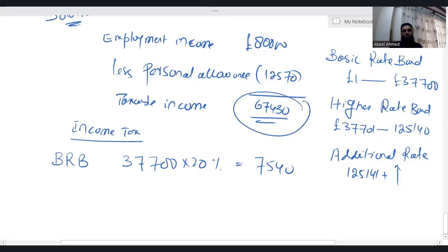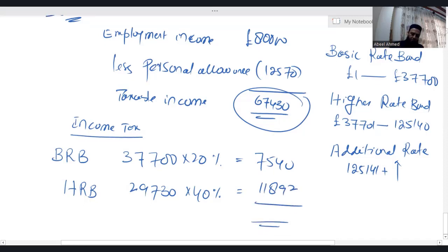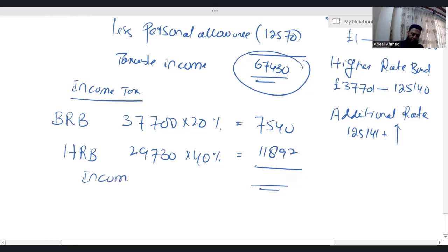So the taxable income is 67,430. Out of the 67,430, you have already taxed 37,700. So from 67,430, if I deduct 37,700, I'm getting 29,730. Logically, 29,730 actually falls in the higher rate band, where applicable tax rate is 40%. 29,730 into 40%, I'm getting 11,892. Simply add both of them and you will get income tax liability, that is 19,432.